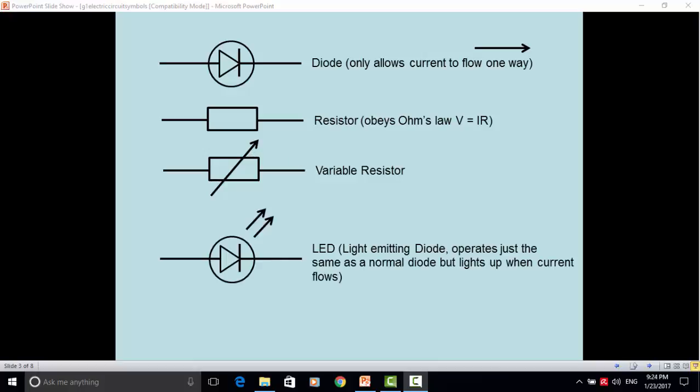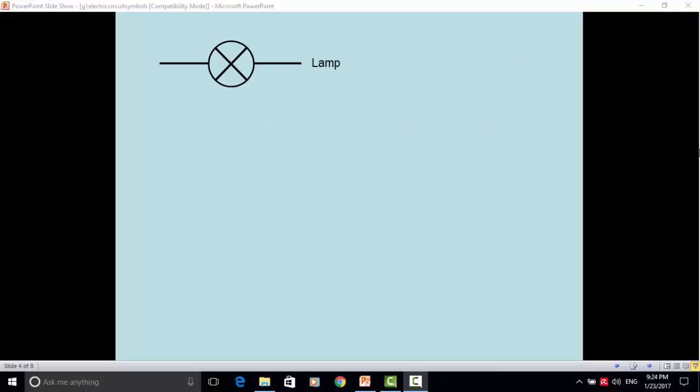This is an LED or light emitting diode. It operates just the same as a normal diode, but lights up when current is flowing. The arrows here are representing light being emitted. The rest of the symbol is the same as the ordinary diode here. This is a lamp.